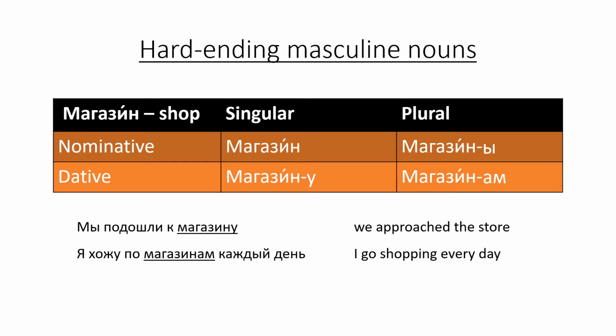Мы подошли к магазину. We approached the store. Я хожу по магазинам каждый день. I go shopping every day. So that's literally я хожу, I walk, по магазинам, around stores, каждый день, every day. Now the reason it's in the dative here is because of the prepositions к and по, which govern the dative case and which we'll discuss in greater detail towards the end of the lesson.